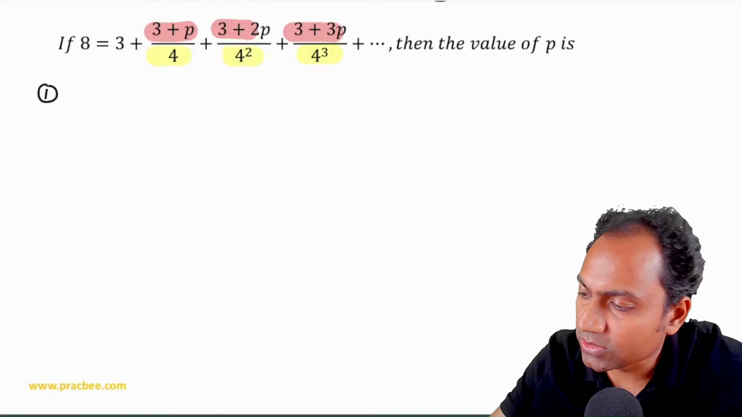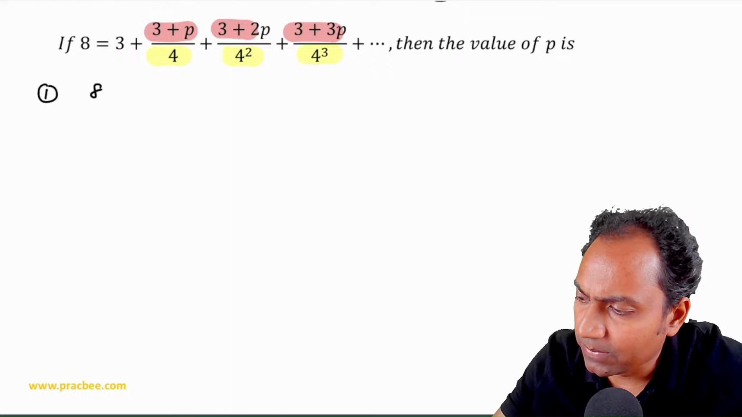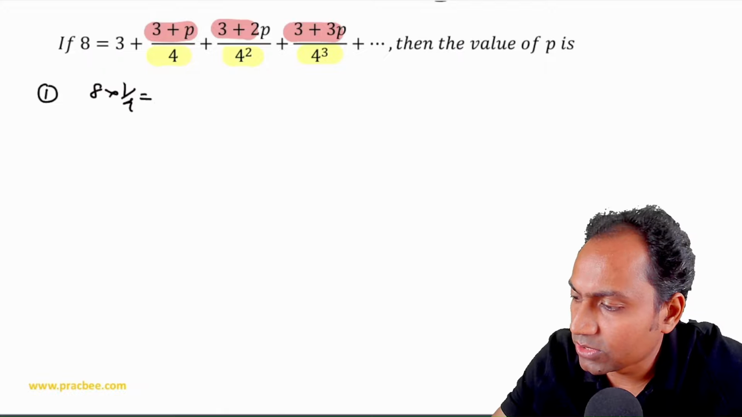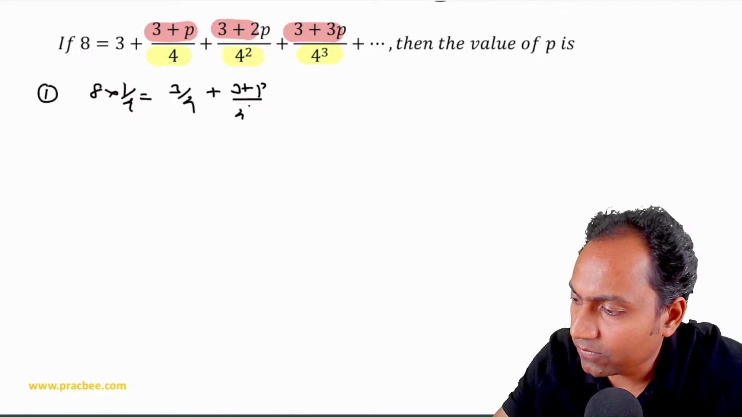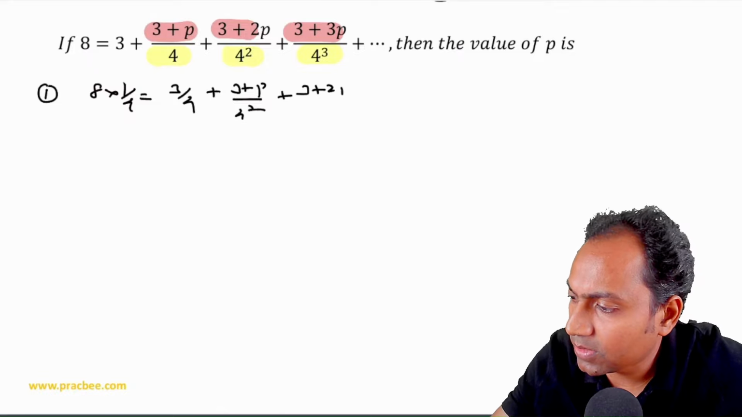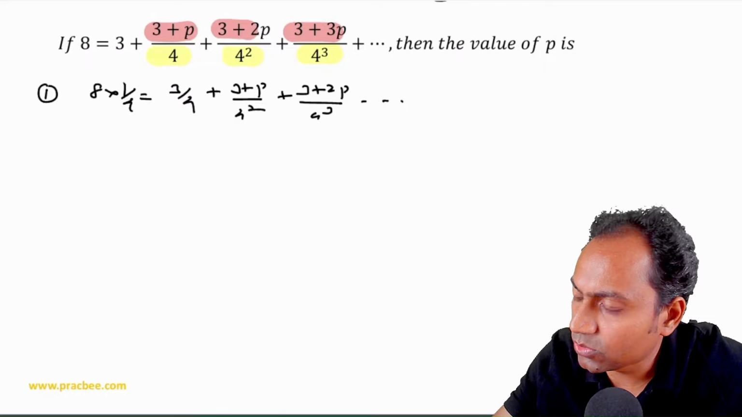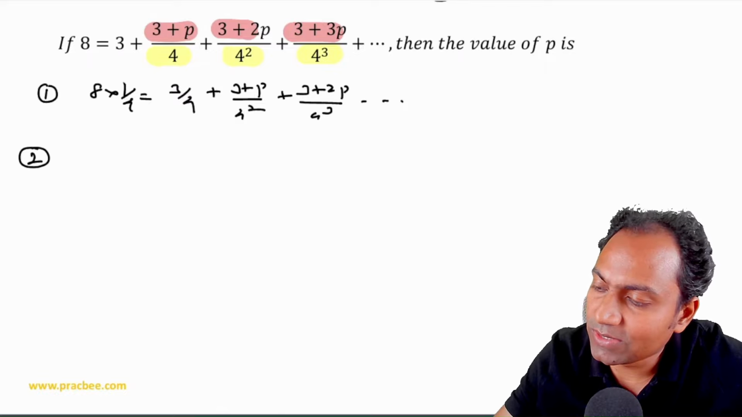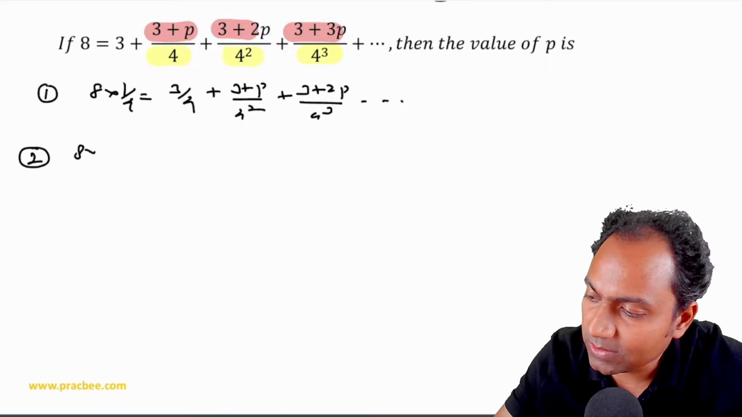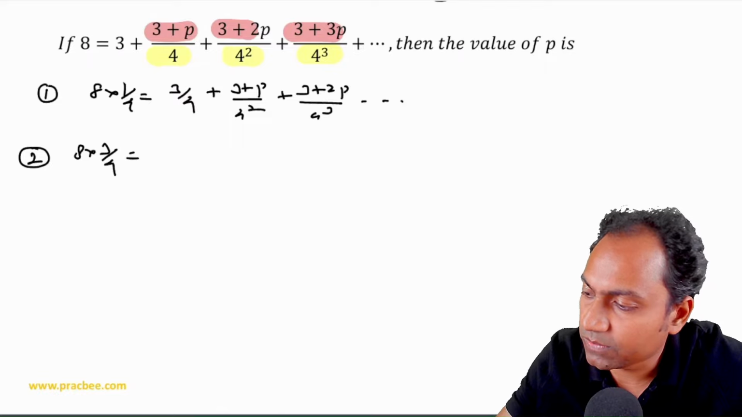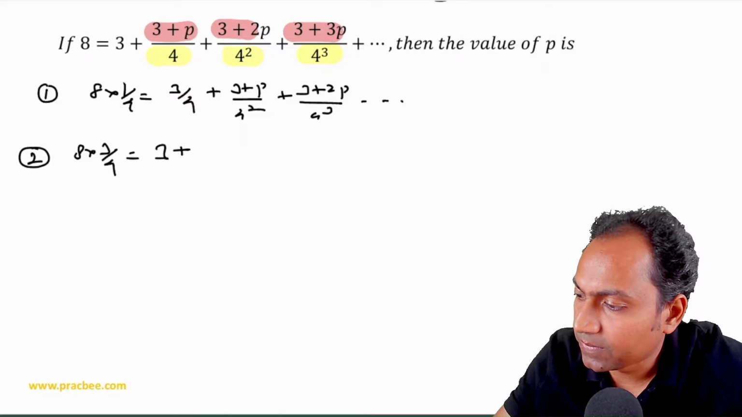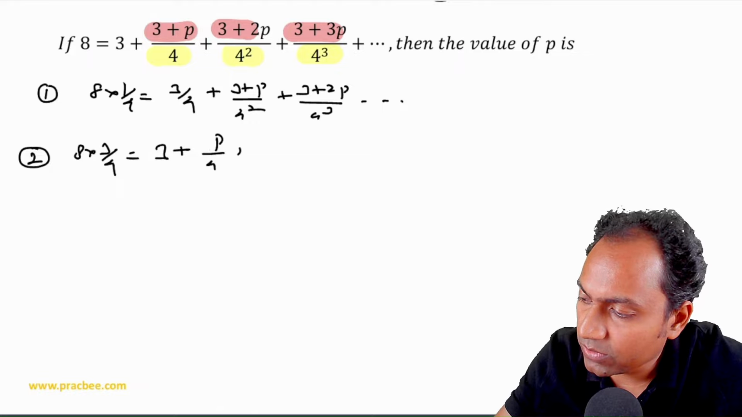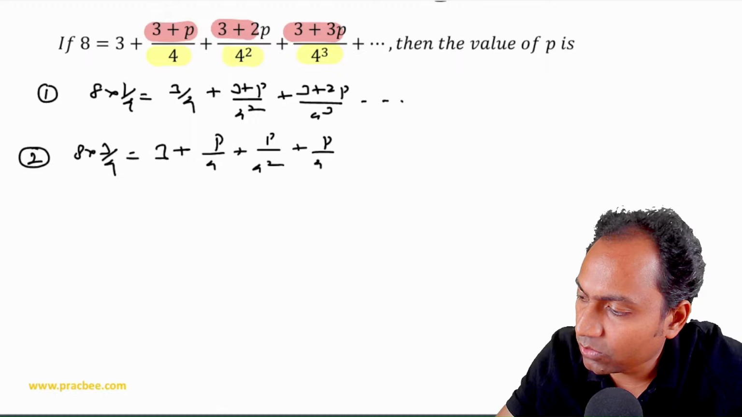So what is the process? The process is very simple. We'll multiply with the common ratio, which in this case is nothing but 1 by 4. So this becomes nothing but 3 by 4, then (3 plus p) by 4 square, then (3 plus 2p) by 4 cube, and so on and so forth till infinity. In the second step, we'll subtract this. So if I subtract, then it becomes 3 by 4 into S, this becomes 3, and this becomes p by 4. The next part will become p by 4 square, the next will become p by 4 cube, till infinity.